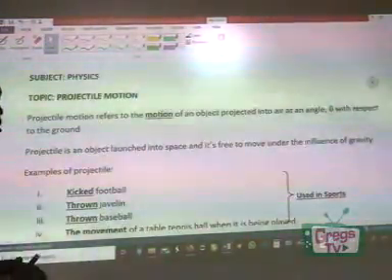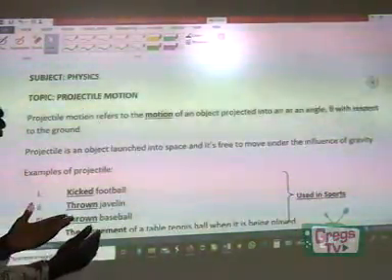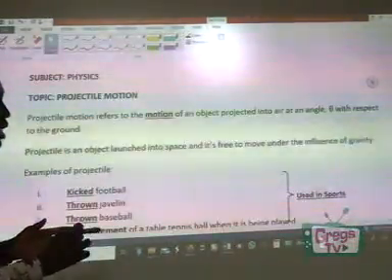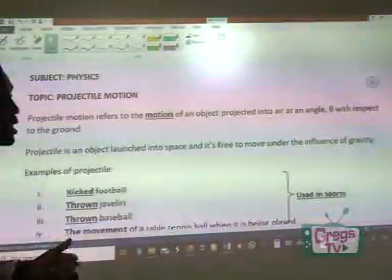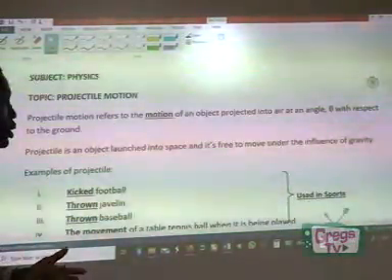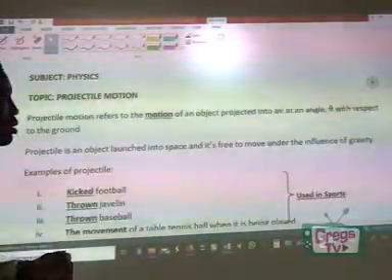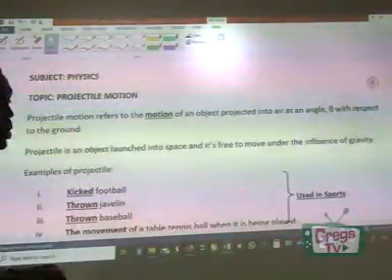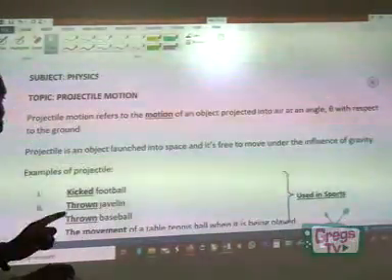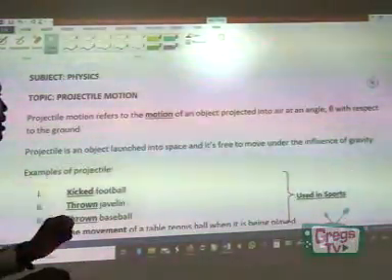Now if you check this, in this note I actually underlined some keywords, so please make sure you pay attention to all these words. Projectile motion refers to the motion of an object projected into air at an angle theta with respect to the ground. That is projectile motion.